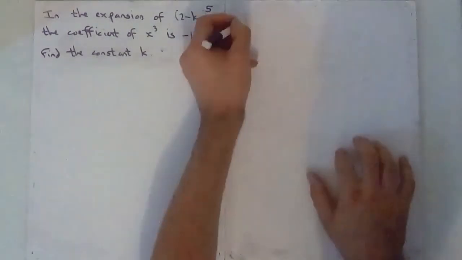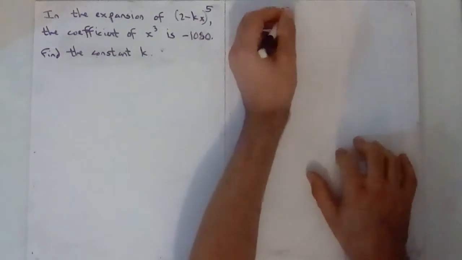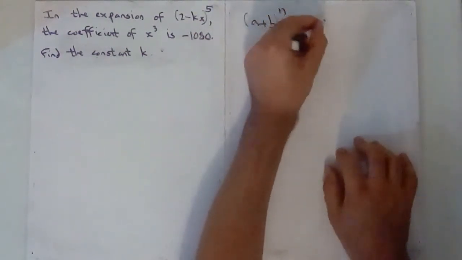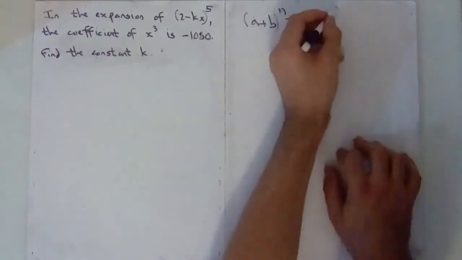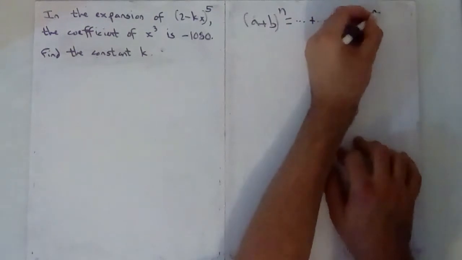In the expansion of (2 minus kx) to the power 5, the coefficient of x cubed is minus 1080. Find the constant k. So, general binomial expansion, (a plus b) to the power n. We are given in the formula book a few things, plus this really useful general term, which says nCr a to the power n minus r, b to the power r. So what we are interested in is an nCr for us.